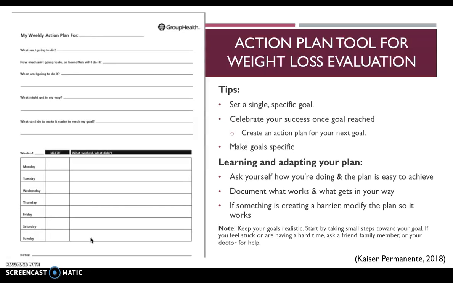This is an example of an action plan and is a way to measure success. It was created by Kaiser Permanente. Note to keep your goals realistic. Start by taking small steps towards your goal, and if you feel stuck or having a hard time, ask a friend, family member, or your doctor for help.